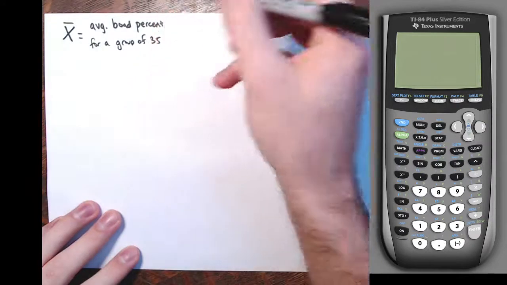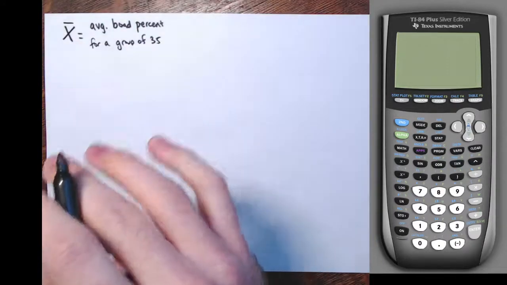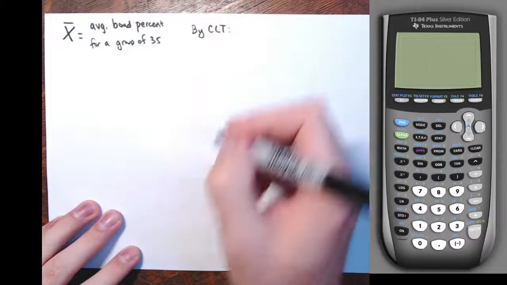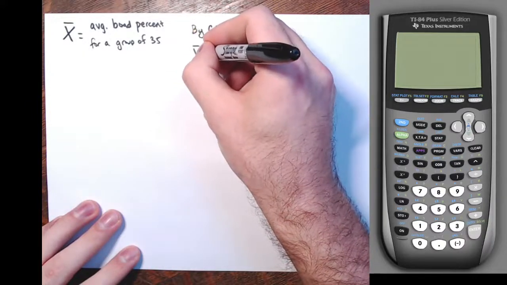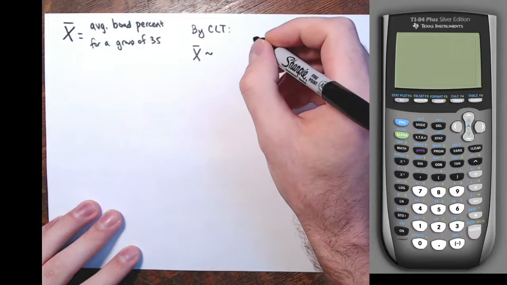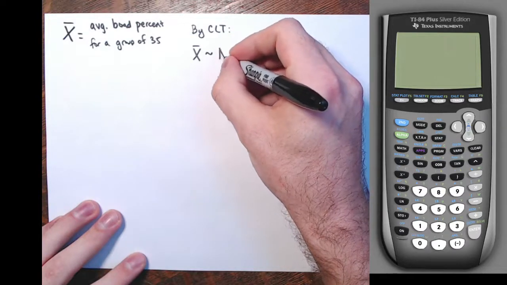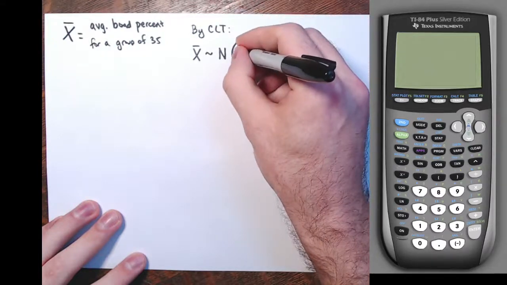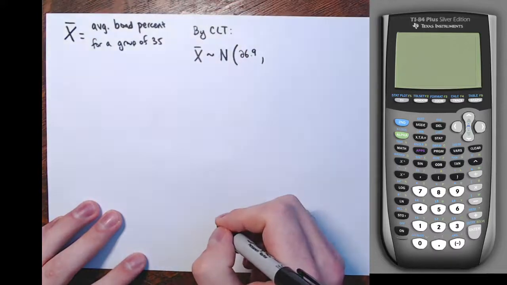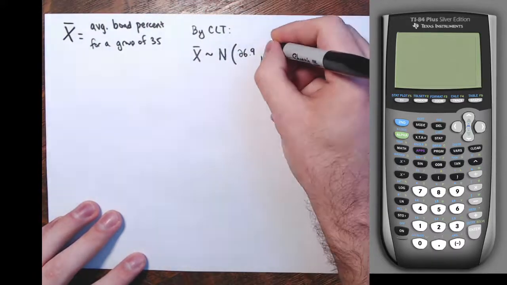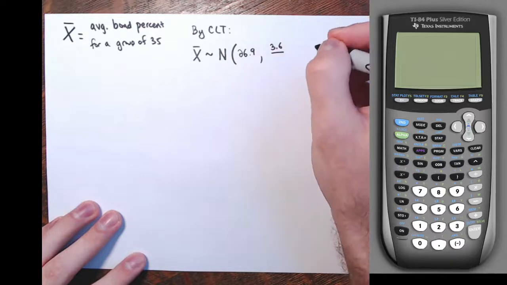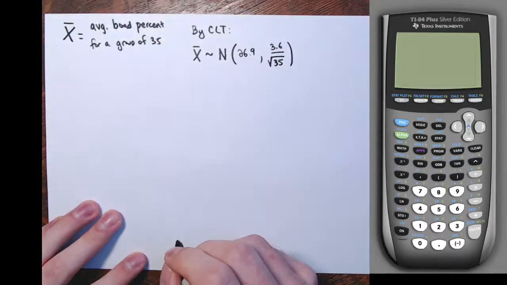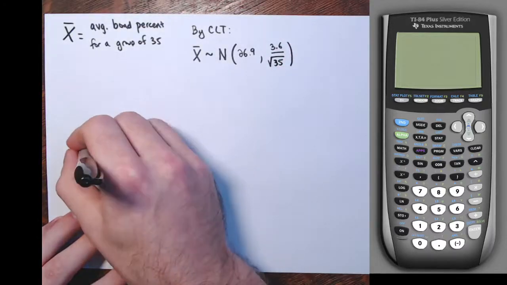Because this sample size is large enough, 30 or greater, it doesn't matter what the original population's distribution was. By the central limit theorem, the distribution for this X bar, these means for groups of size 35, should be approximately normal, with a mean equal to the mean of the original population, 26.9, and a standard deviation equal to the population standard deviation, 3.6, divided by the square root of the sample size, which we'll have the calculator just do for us. And I'll draw a little picture.